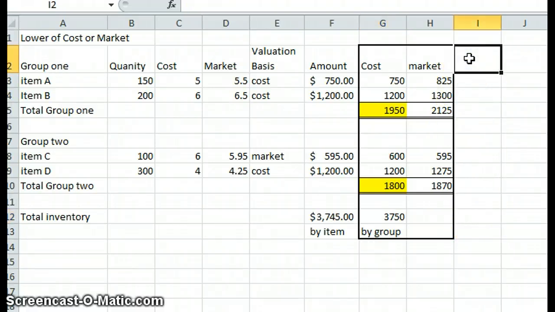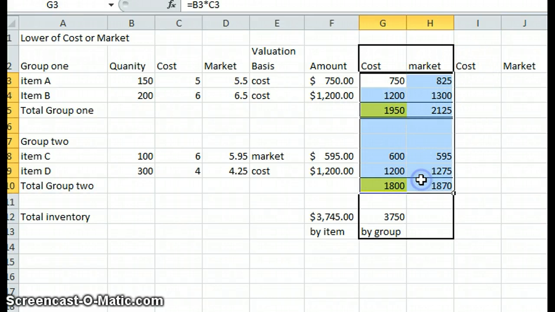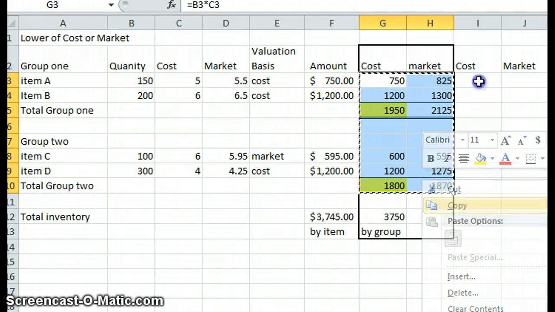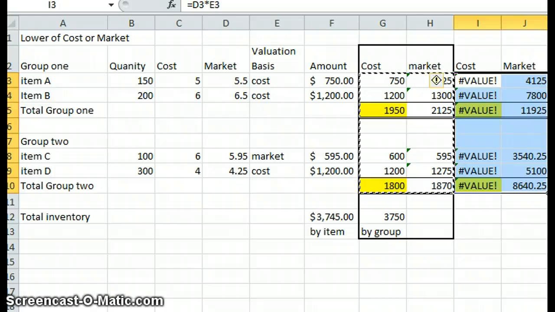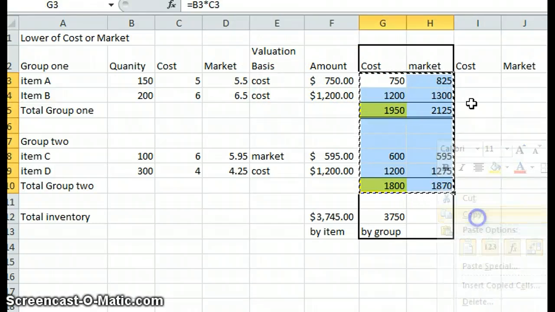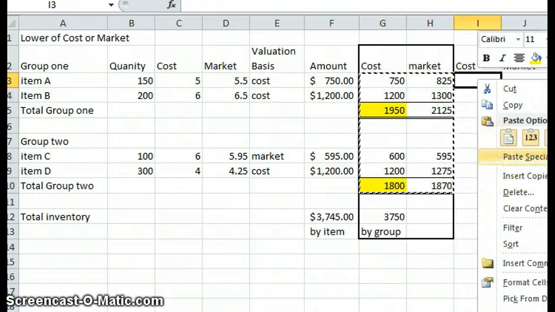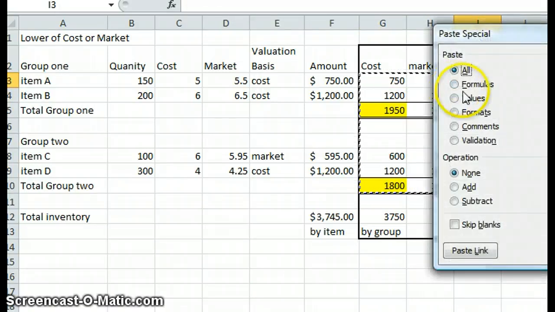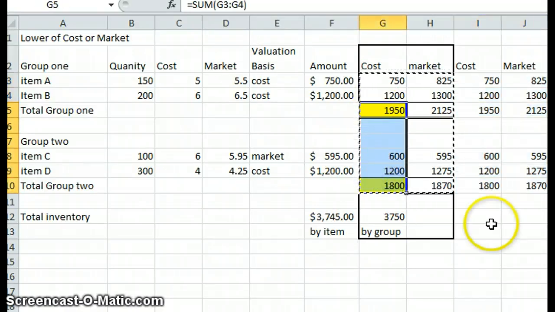So let me just put an item here that says cost and market, and I'm just going to copy these sums over. This one should actually be the same since both groups were, oh, not going to work. Let me just copy again and paste special. I'm going to copy these over, and they should actually be the same because we ended up using cost for both groups, so they'll be the same.